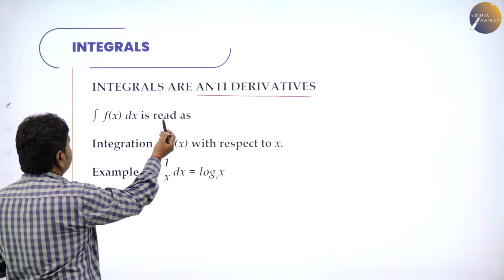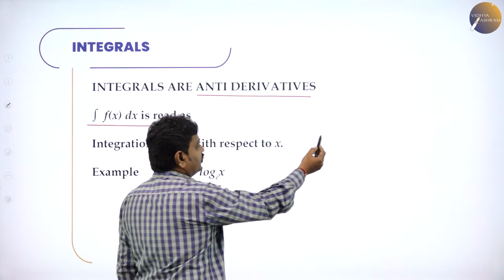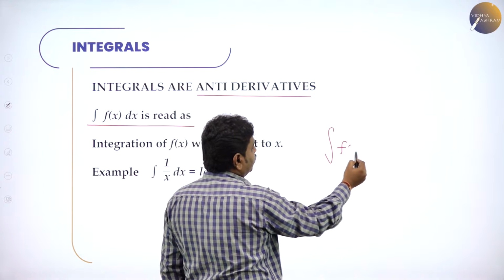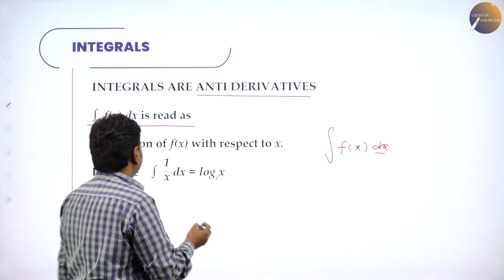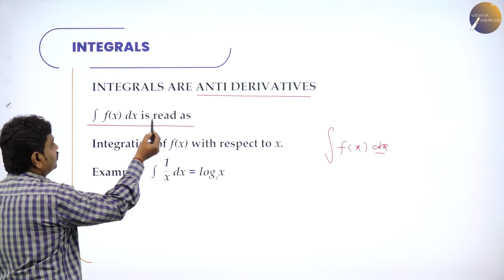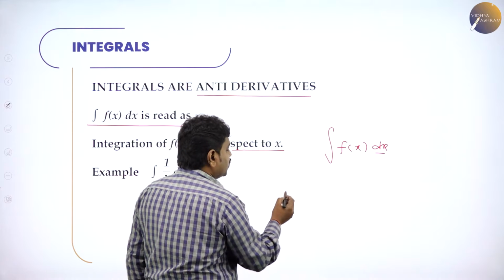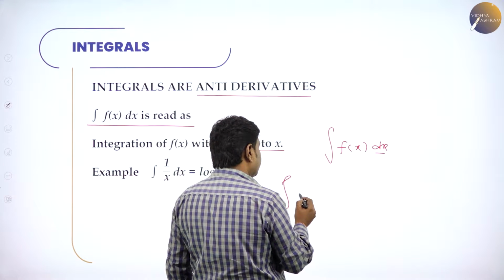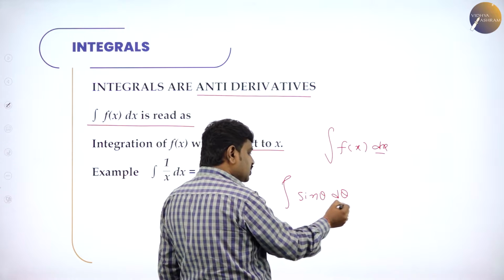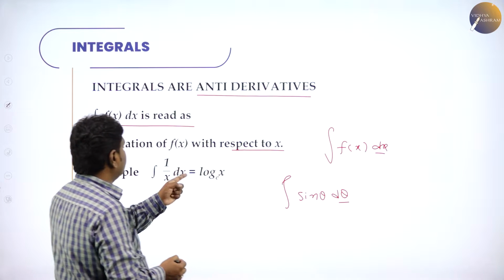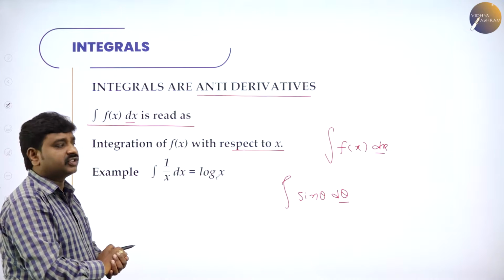Integration of f of x dx. We read this symbol as integration of f of x with respect to x. dx means what? With respect to x. If I write integration of sin theta d theta, it means integration of sin theta with respect to theta. Here dx, so integration with respect to x.